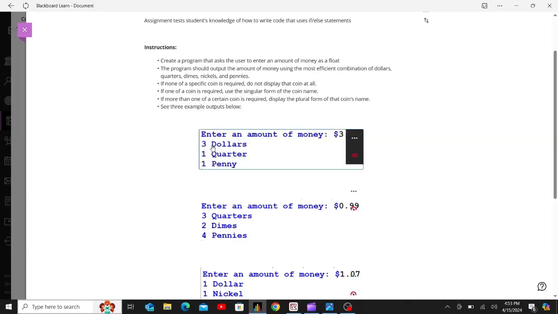Notice that because there are multiple dollars, we owe them $3. That has an S on it. Quarter, we only need 1, and that has no S. And also, we only need 1 penny, and that is grammatically correct, right? 1 penny, as opposed to 2 pennies. Also notice that since we didn't need any dimes or nickels to make this amount of money, it does not print dimes or nickels at all. Those values just are not displayed.